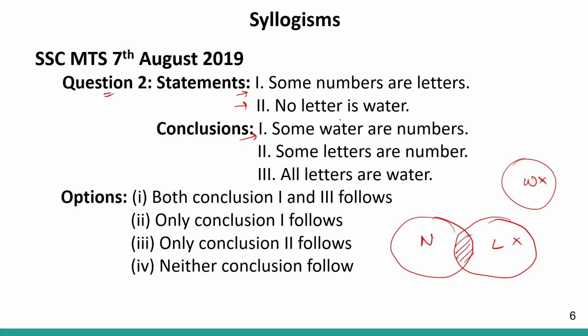First conclusion says some water are numbers. This may or may not be true. This is a possibility, correct? This is a possibility. So this will be false.